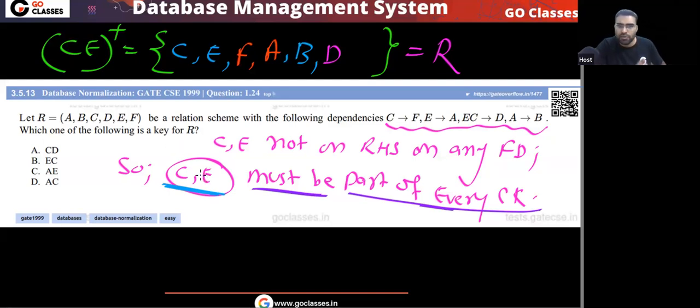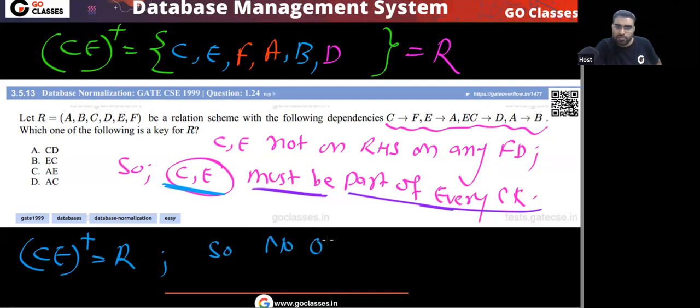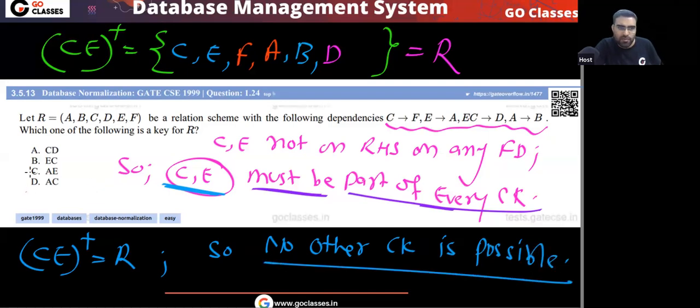So tell me, no other candidate key possible? Correct. So you can see C plus E is your entire relation R. So no other candidate key is possible. So the answer will be option B.